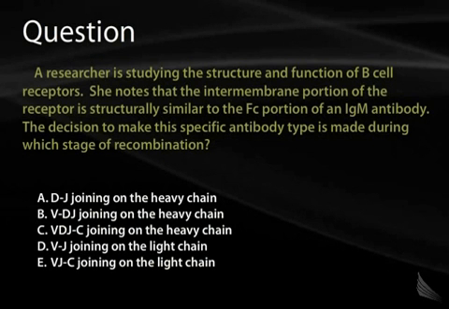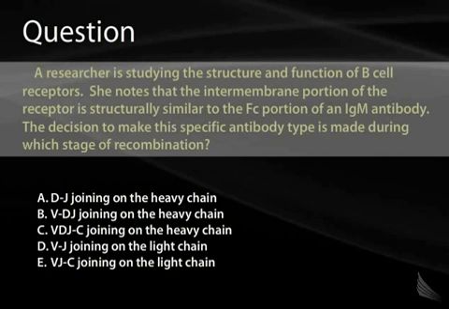Here we have another question. A researcher is studying the structure and function of B cell receptors. She notes that the intermembrane portion of the receptor is structurally similar to the Fc portion of an IgM antibody. The decision to make this specific antibody type is made during which stage of recombination?